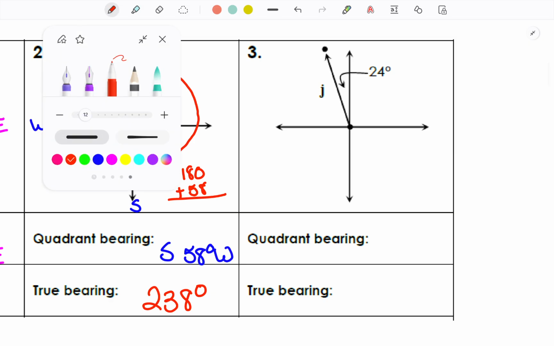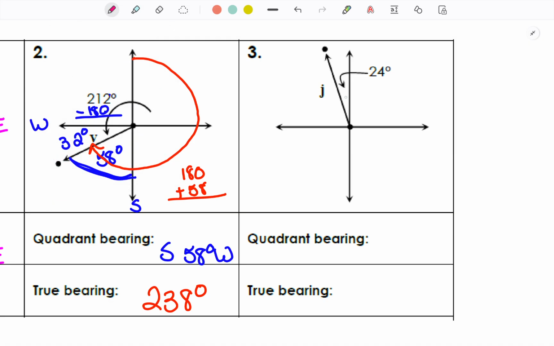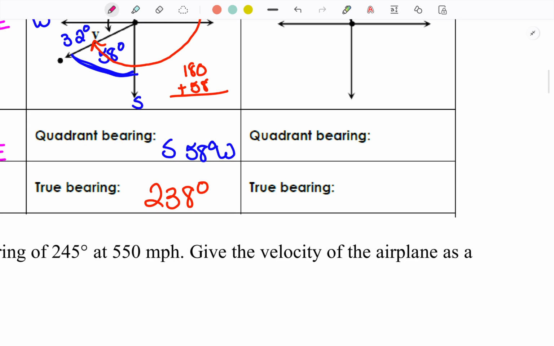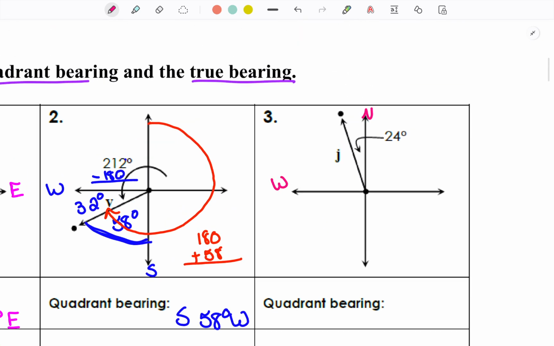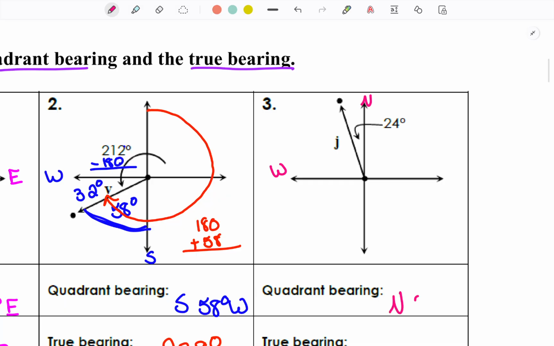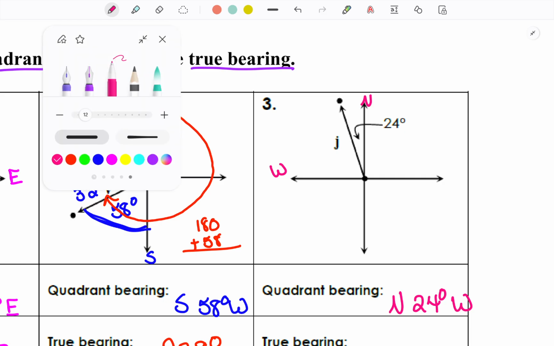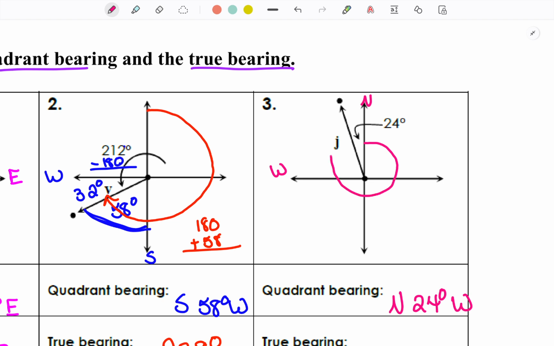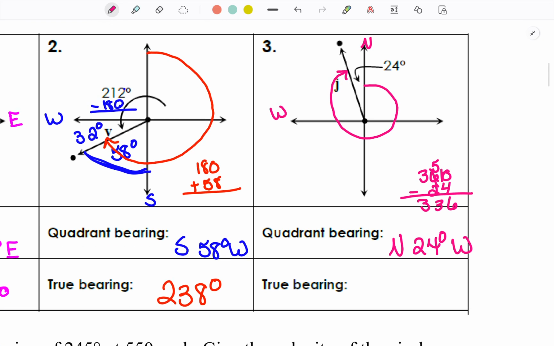Now for number 3 here, we're given 24 degrees. We are headed from the north line over to the west. So this is going to be north 24 degrees west. And then our true bearing is going to be from that north line all the way around. So we pretty much have 360 degrees minus 24, which gives us 336 degrees.